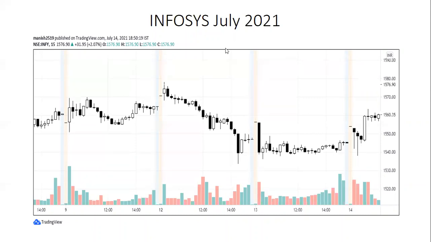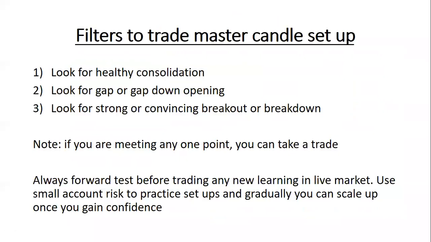So this was all about the master candle setup. So let me summarize all the important points which you need to remember as a trader to trade the master candle setup. Again I will say, guys, as a trader, you don't have to trade every master candle coming your way. You need to filter out which master candle you will trade and which you will avoid. So these are the three filters you need to remember.